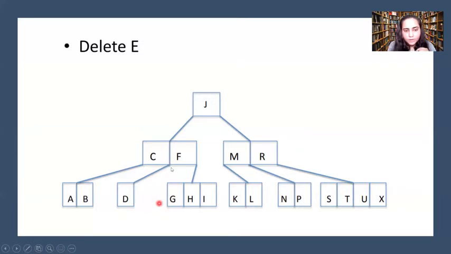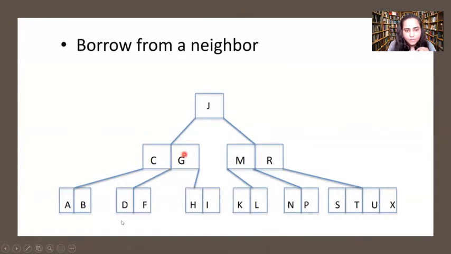And that's why I cannot put it here. But I can move F and take G up. So that is what has been done. I moved F down from its position and took G upwards, and on the right side of G I have H and I. So this is what a removal of a key from the leaf node looks like.